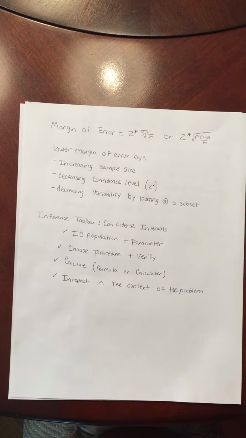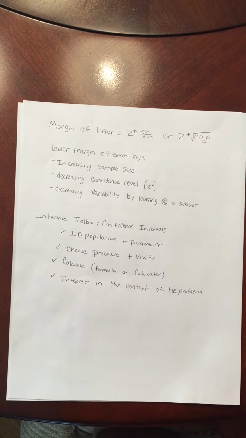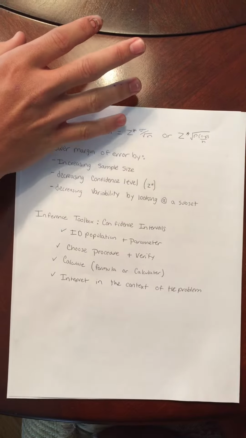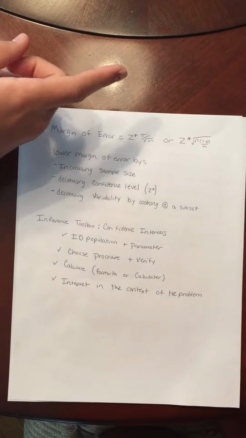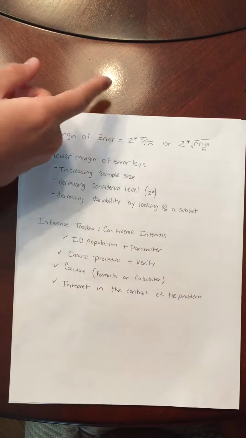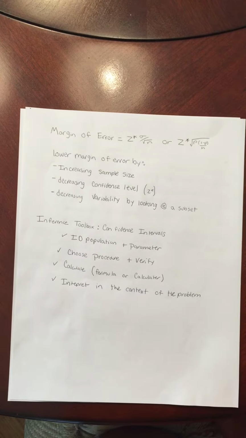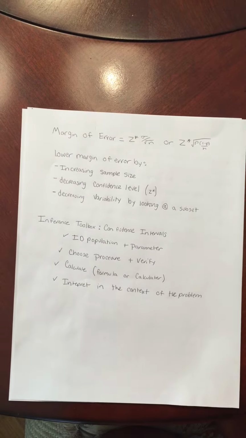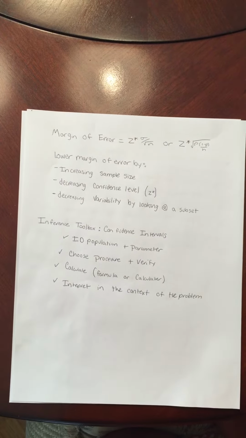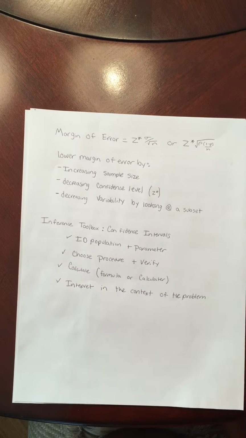When we estimate a parameter, we would like high confidence but also a small margin of error. The margin of error formulas are z star times the standard deviation divided by the square root of n, or z star times the square root of p times 1 minus p over sample size. To lower the margin of error, you can increase sample size, decrease confidence level, or decrease variability by looking at a subset. When solving a confidence interval problem, you have to use an inference toolbox.